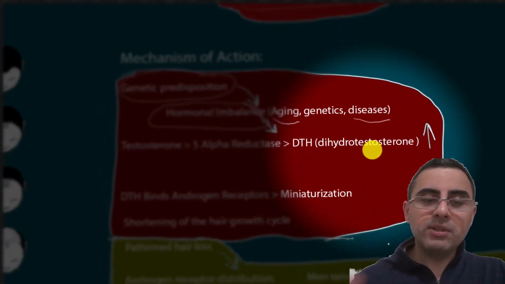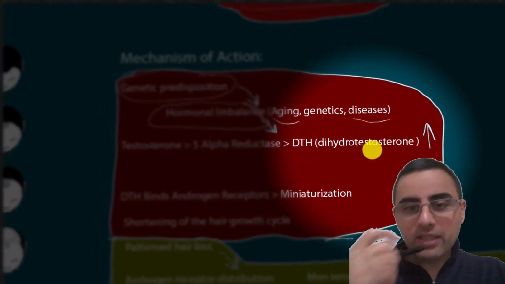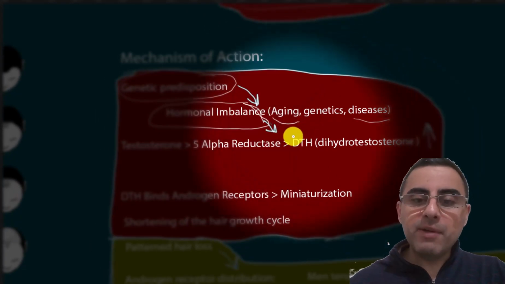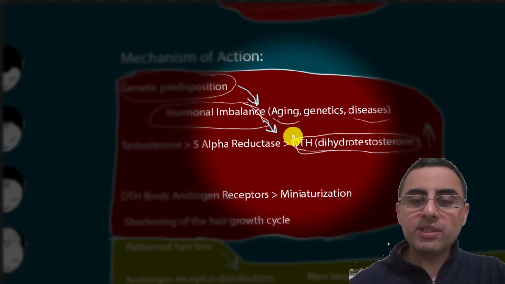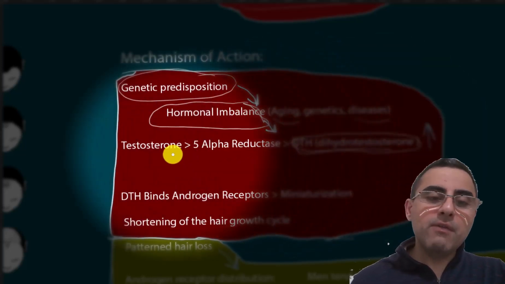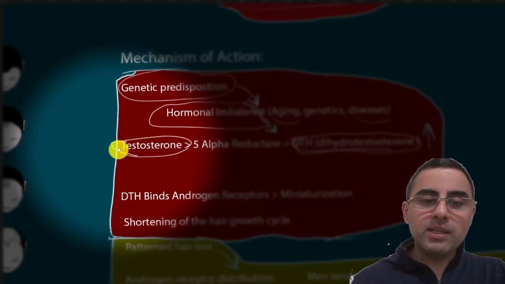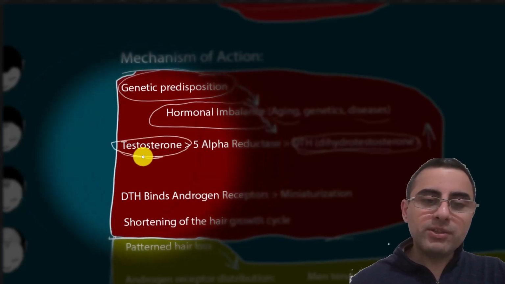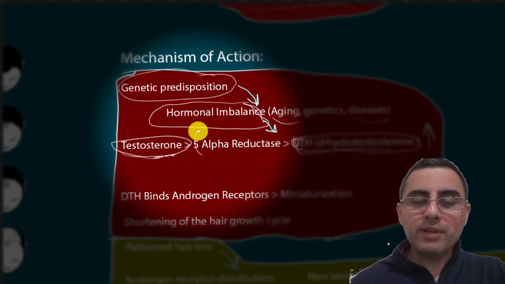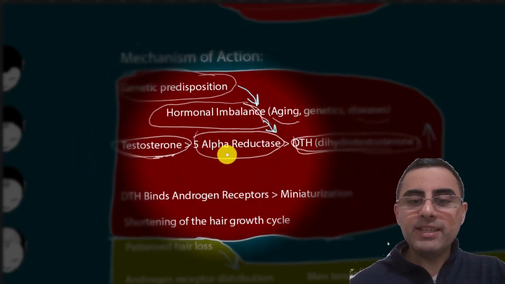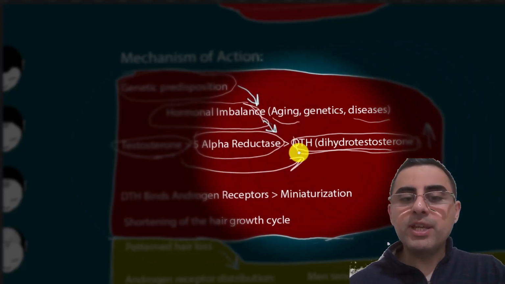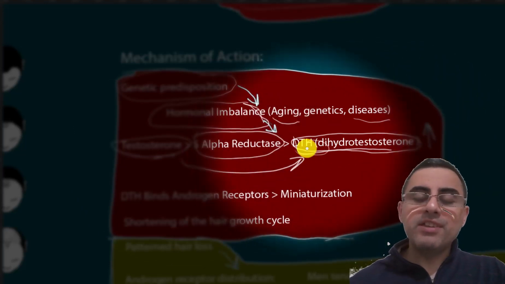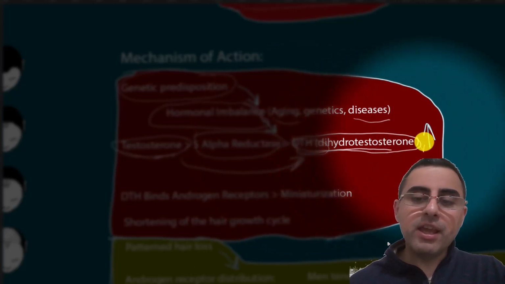And the main idea is that increased level of dihydrotestosterone. Dihydrotestosterone is derived from testosterone. Testosterone is affected by 5-alpha reductase, and we get dihydrotestosterone or DHT. The higher DHT, the higher androgenic alopecia.